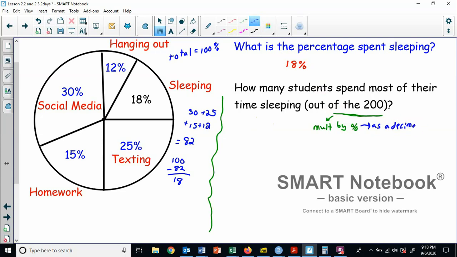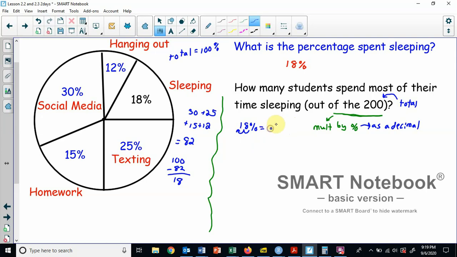So if I ever ask you to find a percentage of something, all you have to do is convert it to a decimal and then multiply it by the total. So our total here is 200 and our percentage is 18%. So how do I convert a percentage to a decimal? Well, that's easy. You just take the decimal and move it twice.